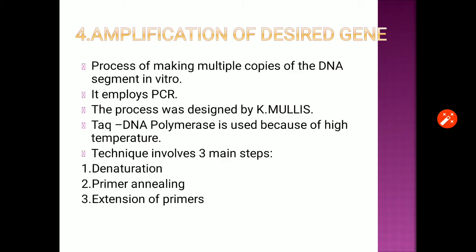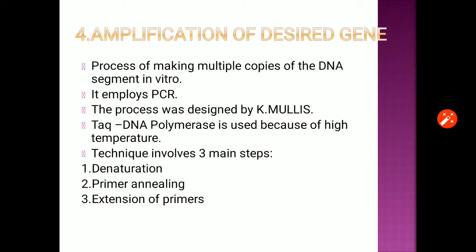As the temperature is very high during the process, a specific DNA polymerase, that is Taq DNA polymerase, is used, so that it helps in polymerization and does not get denatured itself. Taq is what? It is Thermus aquaticus. Thermus aquaticus is basically a bacterium which resists very high temperatures, around 90 to 100 degrees Celsius. That is the reason we take the Taq DNA polymerase and use it in this process.